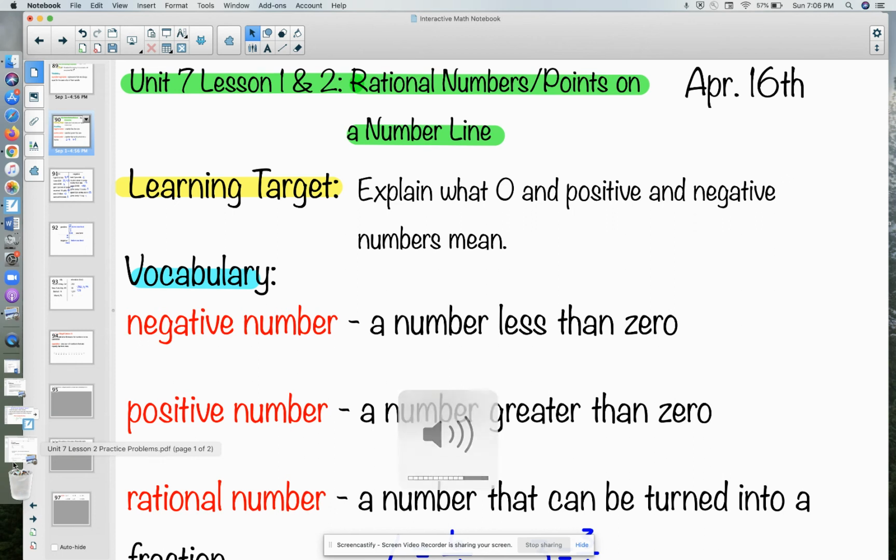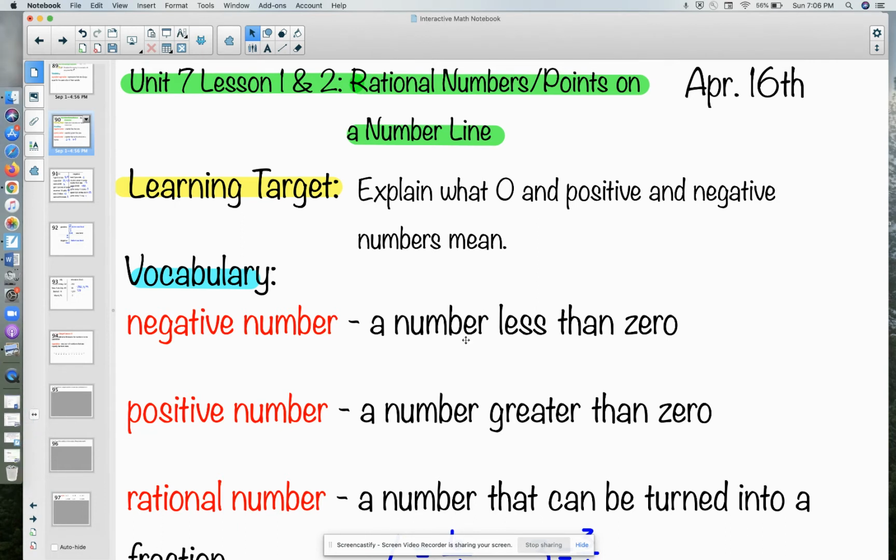Hello, today is April 19th. We're going to go over what we did today in class. This is from Friday, Unit 7, Lesson 1 and 2. We're starting a new unit. Today we're going to talk about points on a number line, but on Friday it was rational numbers.